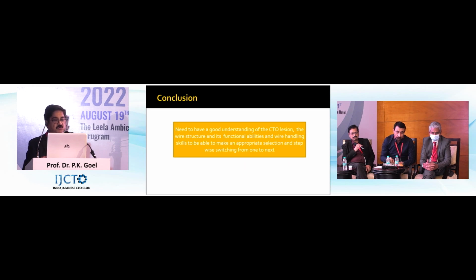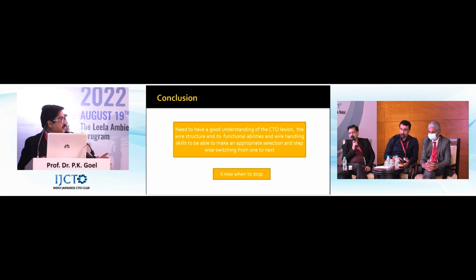And so to conclude, friends, you need to have a good understanding of the CTO lesion, the wire structure and its functional abilities, and wire handling skills to be able to make an appropriate selection and stepwise switching from one wire to the next. And you must always know when to stop. That is the most important thing.